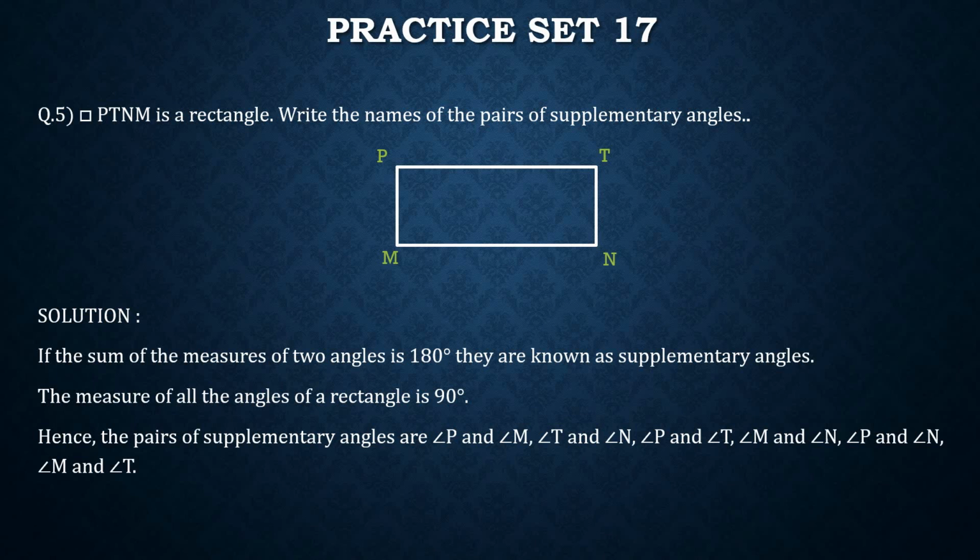Angle P and angle T, both the values of them are 90 degrees each. So angle P plus angle T is 180 degrees, which is a pair of supplementary angles. Angle M is 90, angle N is 90. So angle M plus angle N will be 90 plus 90, which is equal to 180. So angle M and angle N are a pair of supplementary angles. Angle P is 90 and angle N is 90. So angle P and angle N are a pair of supplementary angles. Angle M is 90, angle T is 90. 90 plus 90 is 180. So angle M and angle T are also a pair of supplementary angles.